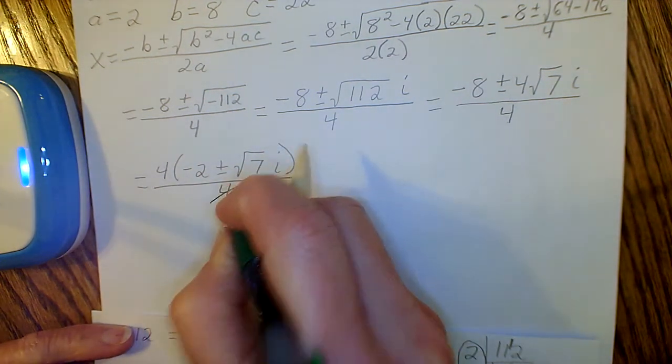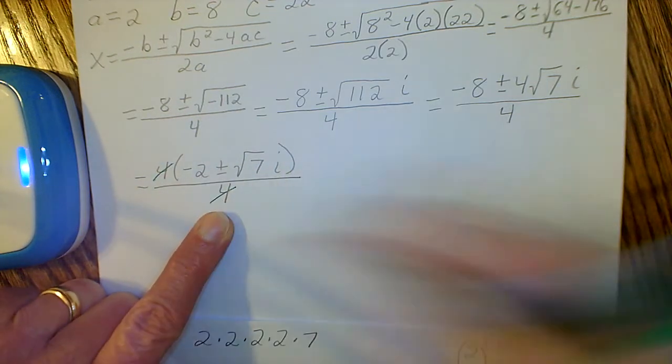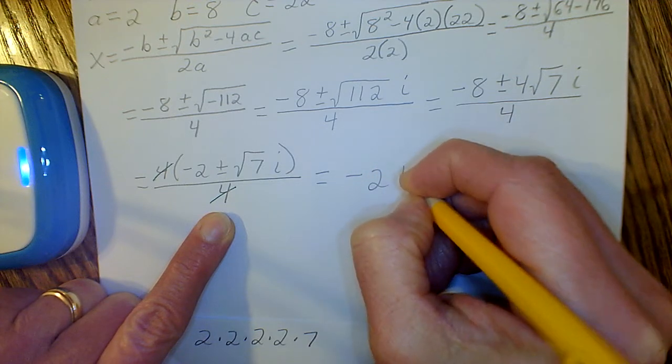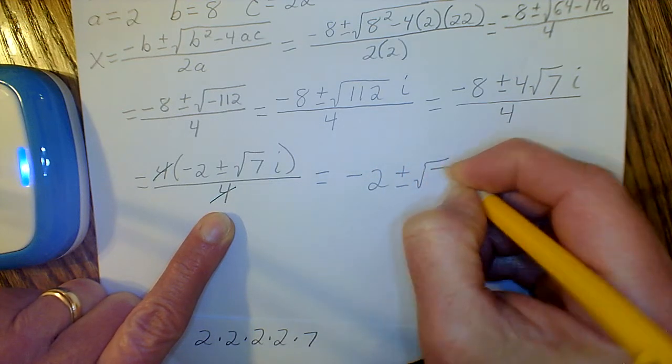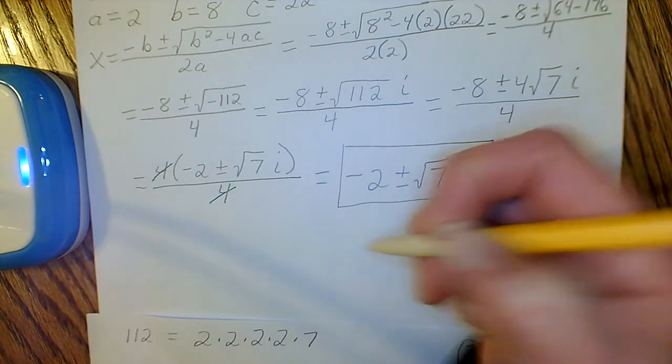Again, we're going to cancel the like terms. When we cancel it, that doesn't leave anything in the denominator. And so that means we're just left with negative 2 plus or minus square root of 7i, with that i on the outside.